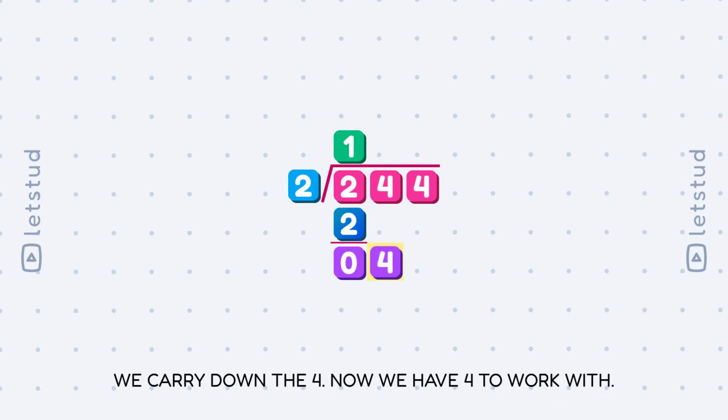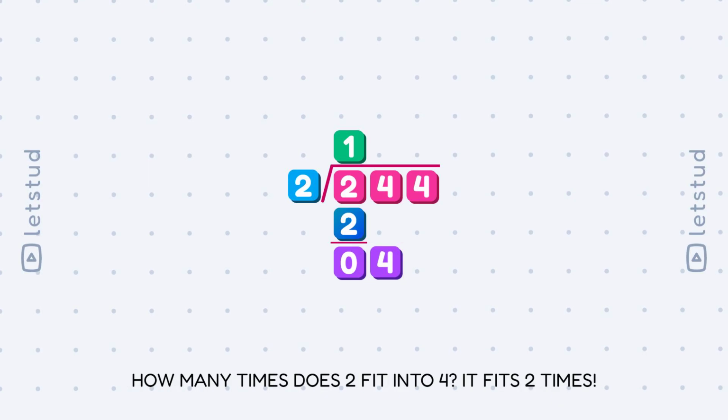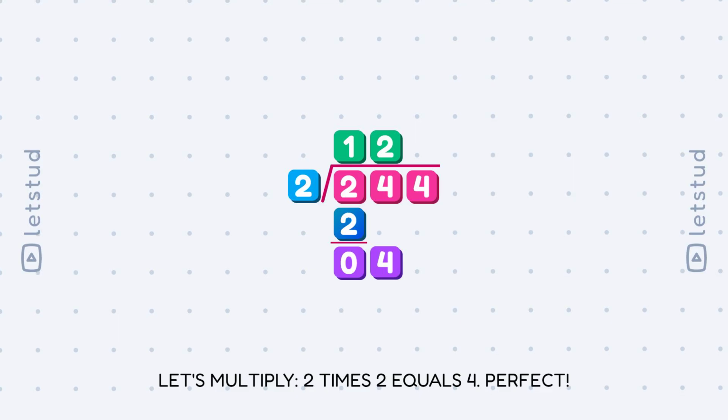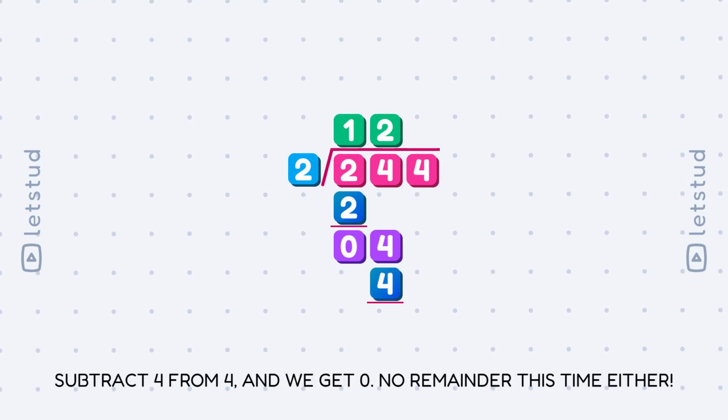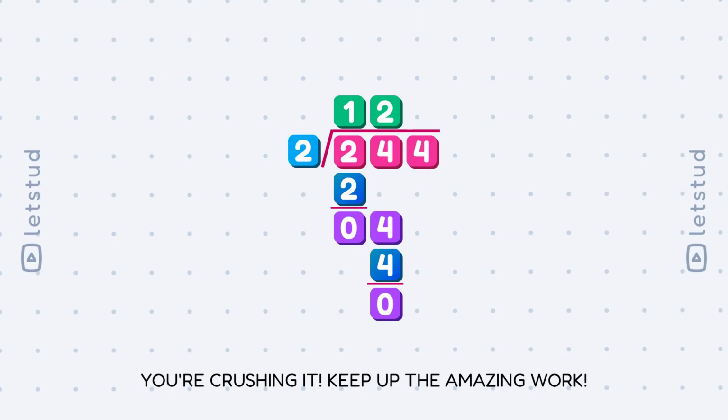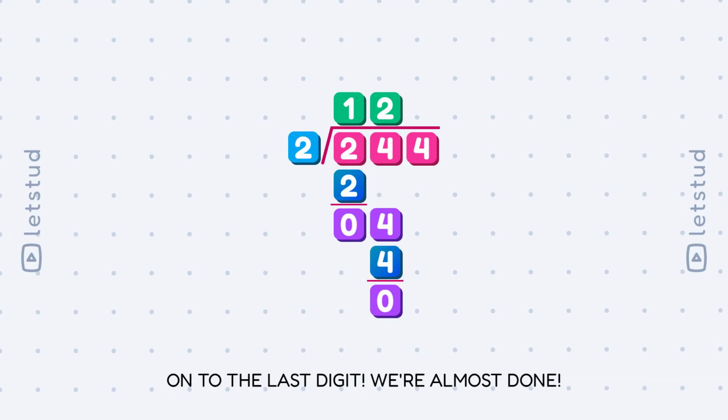We carry down the 4, now we have 4 to work with. How many times does 2 fit into 4? It fits 2 times. Let's multiply: 2 times 2 equals 4, perfect. Subtract 4 from 4 and we get 0, no remainder this time either. You're crushing it, keep up the amazing work. On to the last digit, we're almost done.